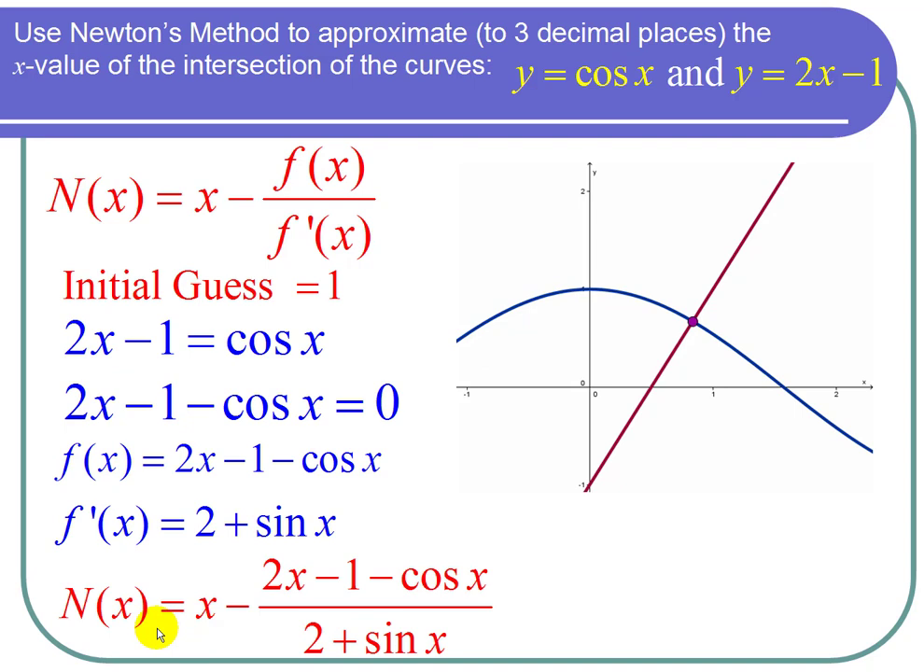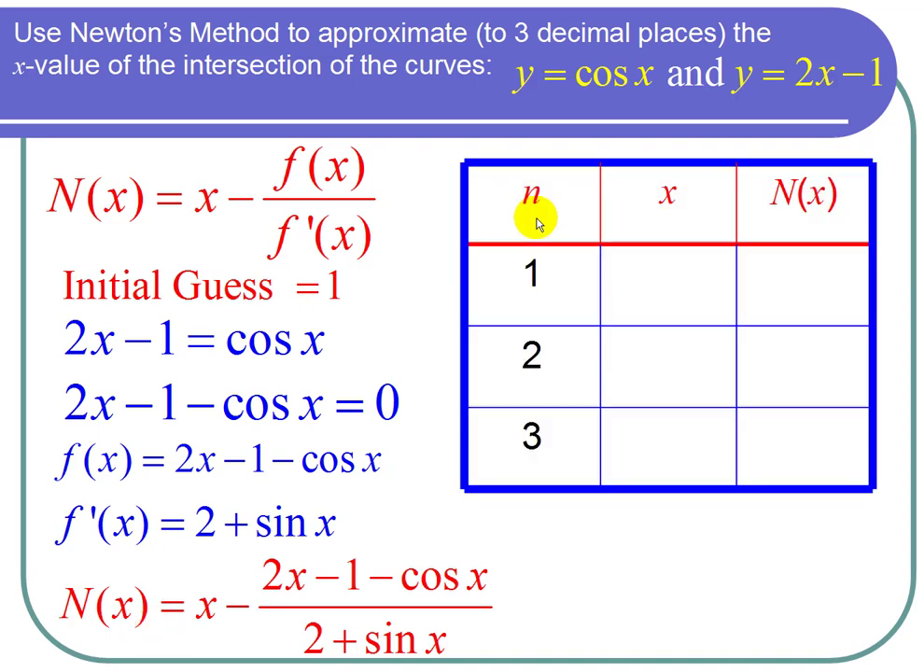So I'm ready for a table. I will have my guess number, my x value that I'm plugging in, and my Newton's method formula that gives me my next x value. Remember, my initial guess was 1 because that was pretty close to where they intersected. So that's my n equals 1, x will be 1. I used a calculator, and I plugged 1 into the N of x formula, and I got 0.838. I'm keeping 3 decimal places because that's what I'm asked to do. So then my next x value is 0.838.